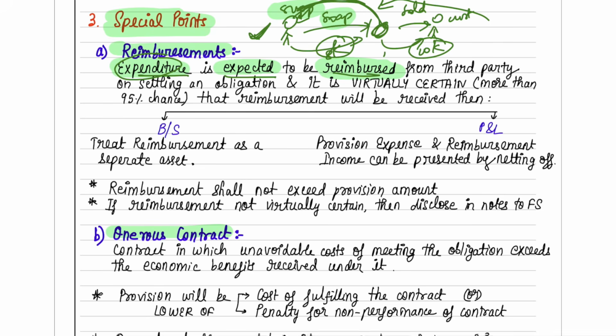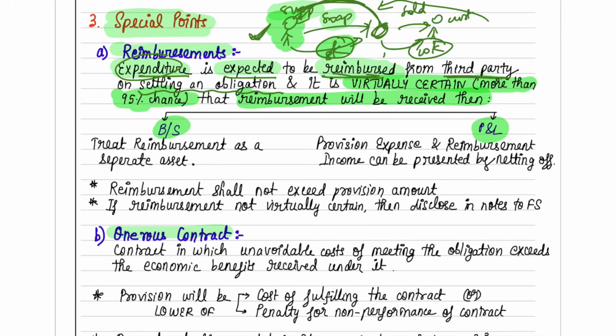So if expenditure is expected to be reimbursed by a third party on settling an obligation, and it is virtually certain, meaning more than 95% chance, that the supplier will give you that 8,000 rupees, then in such a case the reimbursement will be recognized. Okay, so here you have to do two treatments: one in the balance sheet and the other in the profit and loss statement. In your P&L account, you record a provision expense and the reimbursement as an income.